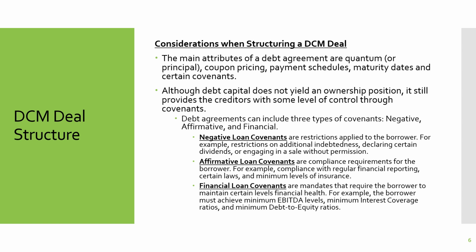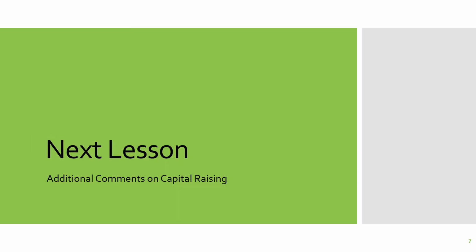Financial loan covenants are mandates that require the borrower to maintain certain levels of financial health. For example, the borrower must achieve minimum EBITDA levels, minimum interest coverage ratios, and minimum debt to equity ratios.